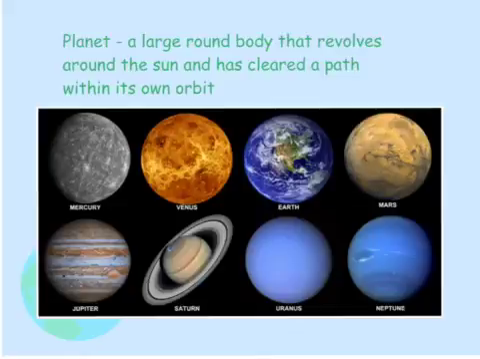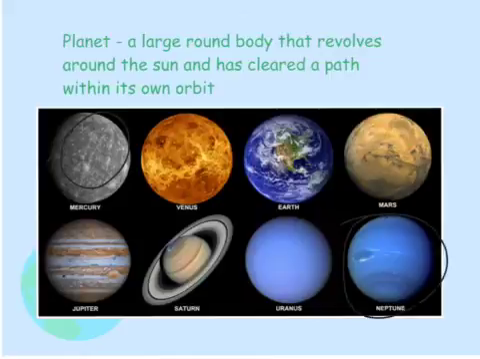Our next word is planet. A planet is a large body that revolves around the sun and has cleared a path within its orbit. Here are our planets in order from the sun, starting with Mercury and ending with Neptune. As you can see, Earth is the third planet.